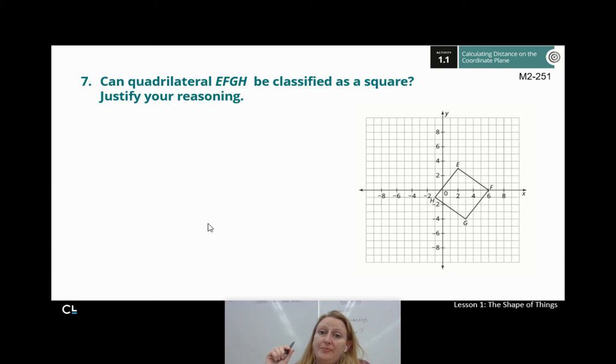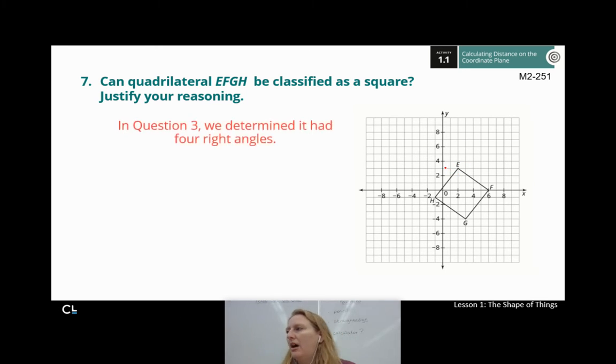So I'm about to go distance formula crazy on this. First of all, I need my points, right? We already know there are 4 right angles, like we did on question 3, over on the other page, 250. By the way, this is on page M2-251. So I already know I have 4 right angles, but I need to know if I have 4 congruent sides, right? That's the deal.